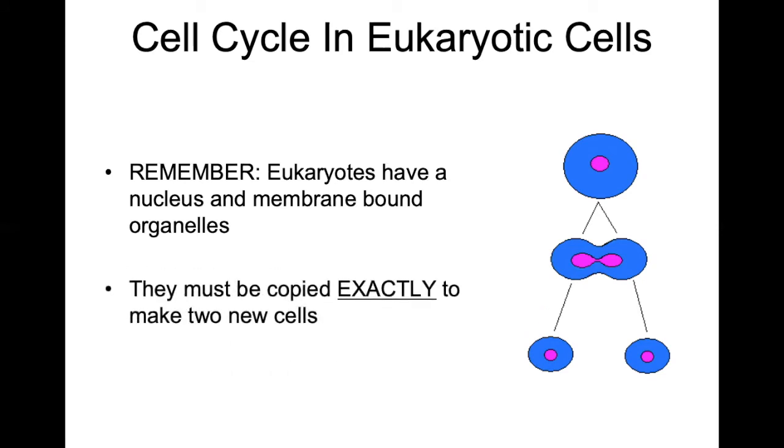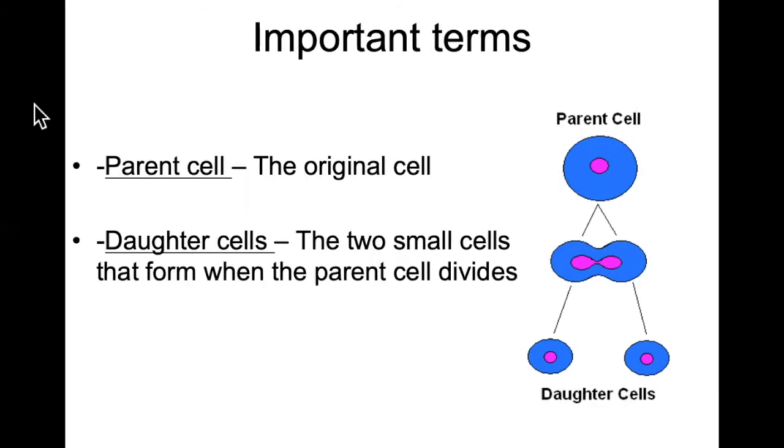In order to make two new cells, everything needs to be copied. Both of these baby cells, we call them daughter cells. Both of these daughter cells have to be completely identical to the original parent cell. So here are those words. Parent cell is the original. The daughter cells are the two smaller cells that form when the parent cells divide.